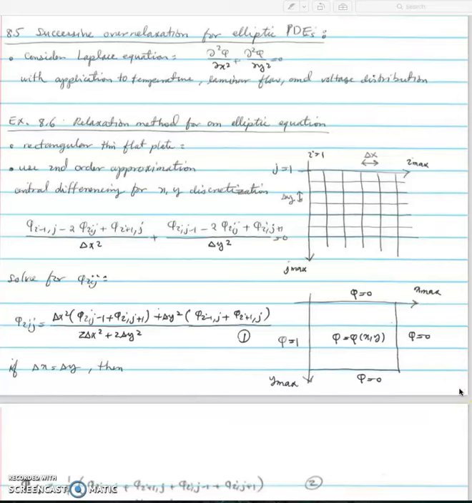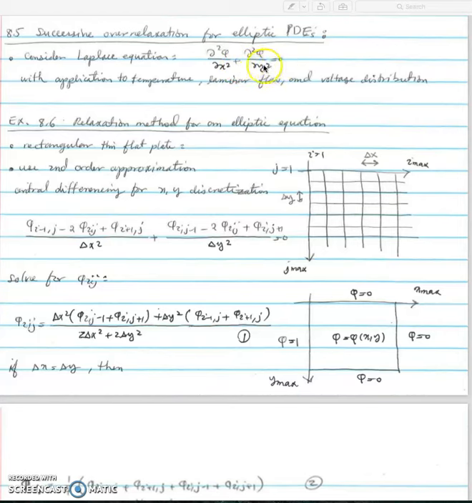In this video, I'll be talking about a method to solve a Laplace equation. The method is called successive over relaxation, which is used for elliptic boundary value partial differential equations. In this case, we're going to look at the Laplace equation, that is d squared phi dx squared plus d squared phi dy squared equal to 0.